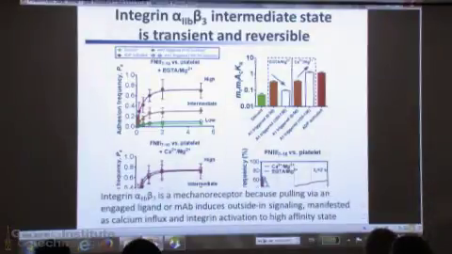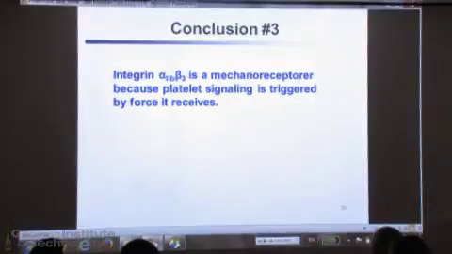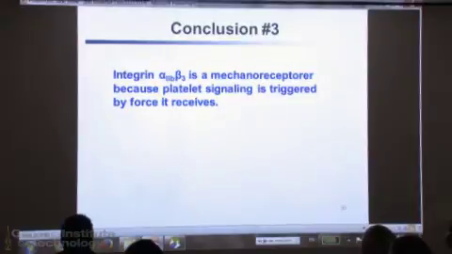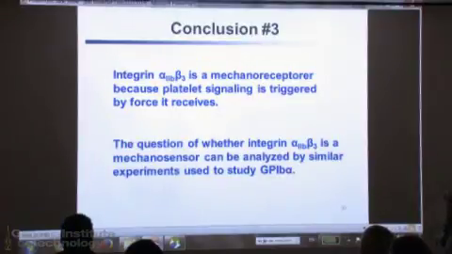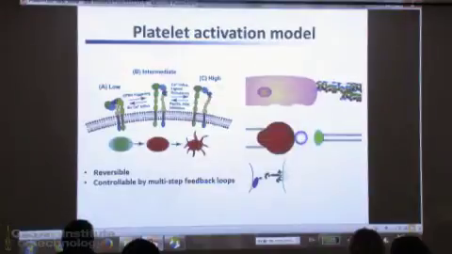So I guess the integrin alpha 2b beta 3 is a mechanoreceptor, because pulling via an engaged ligand or antibody-induced outside-in signaling manifests as a calcium influx and integrin activation to a high affinity state. So this is conclusion number 3. Integrin alpha 2b beta 3 is a mechanoreceptor. I already talked about that. And the question of whether or not integrin alpha 2b beta 3 is a mechanosensor can be analyzed by a similar experiment used to study GP1b. So I think I'm going to stop here, not go on to the last piece.